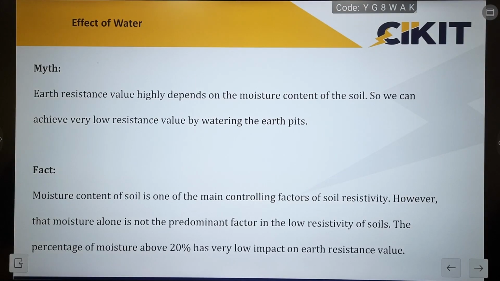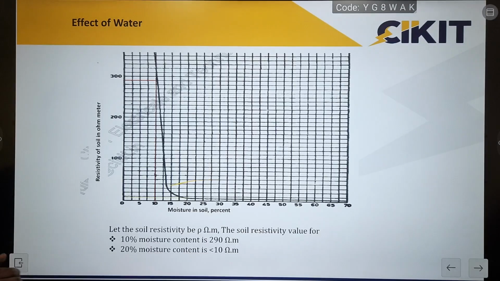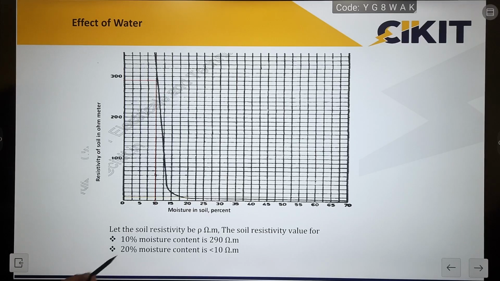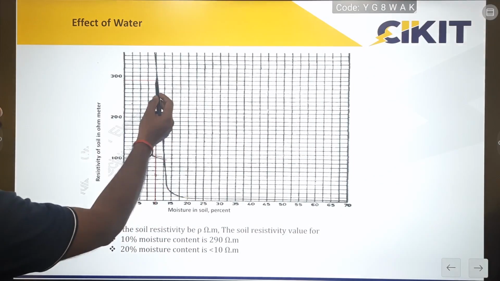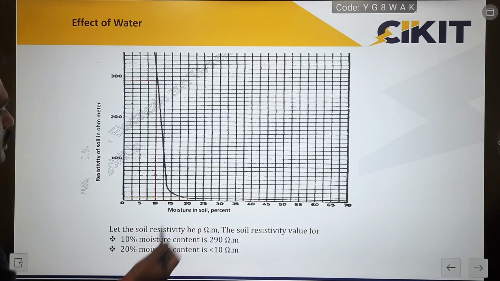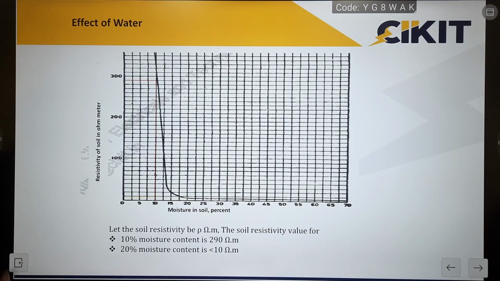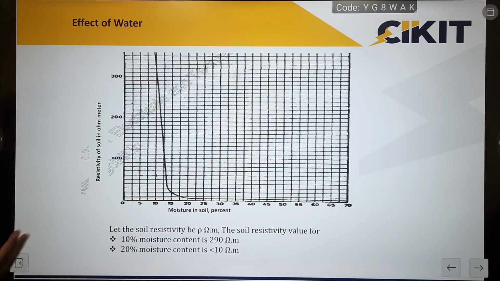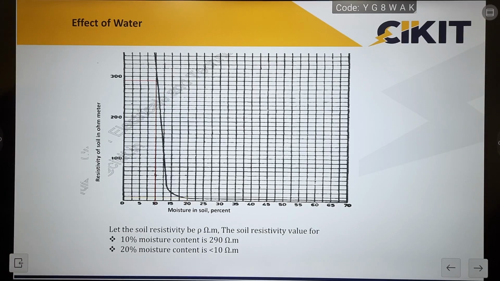The second portion is the effect of water. I have shown in the table also that moisture has a huge impact on the soil resistivity. If I continuously pour water and increase the moisture content in the soil, can I achieve a lower resistance value? The standard has explained this limitation also. If the moisture content increases up to 20%, then it will have a huge impact. You can see this: if the moisture content is 10% to 20%, there is a huge drop in the resistance value. But after 20%, there won't be much decrease in the value. So 20% moisture is the saturation point. After that point, there won't be any effect.